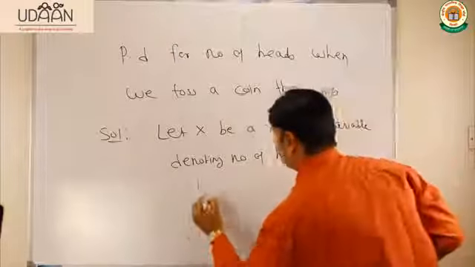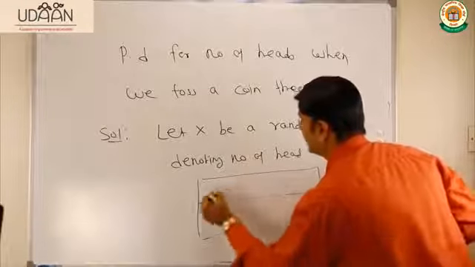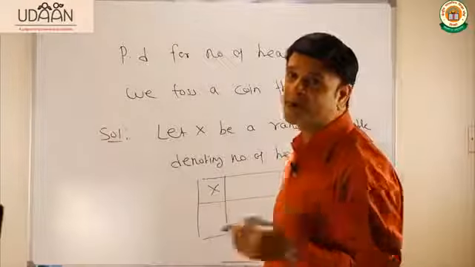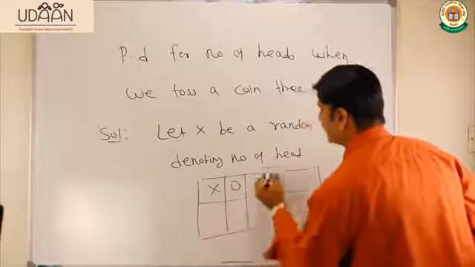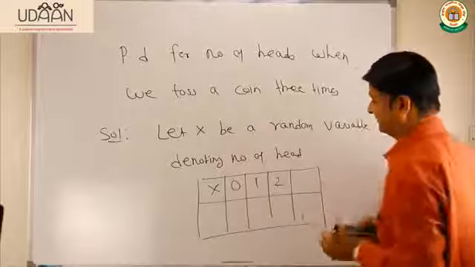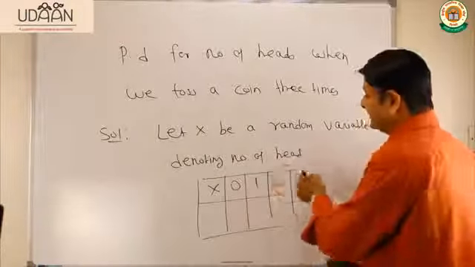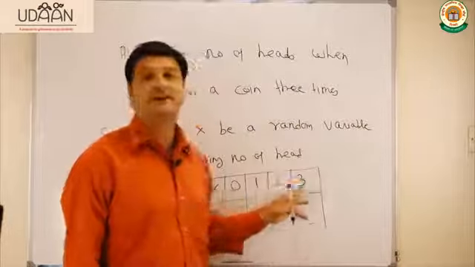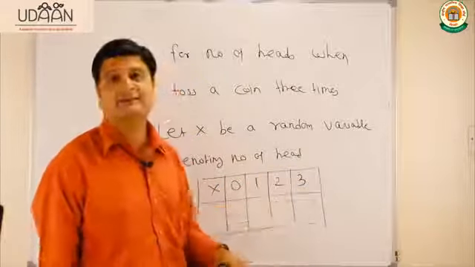So I hope it is clear. If X is denoting number of heads, so in three tosses, how many heads can I get? Might be I will get no head, or might be I can get head one time out of the three tosses, or might be two times, or might be all the three times I am getting head. So these are the possibilities for getting number of heads, which I have denoted by the random variable X.